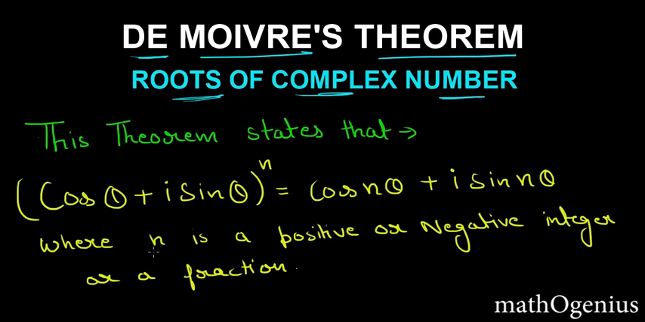Why? Because here n is a positive or negative integer or a fraction, and if it is in the form of p by q and p is equal to 1, then it will be a root, and we can use this theorem to find roots. So this theorem is very useful in finding roots of complex numbers. So basically this is De Moivre's theorem. So now let's study its application in finding roots of complex numbers.